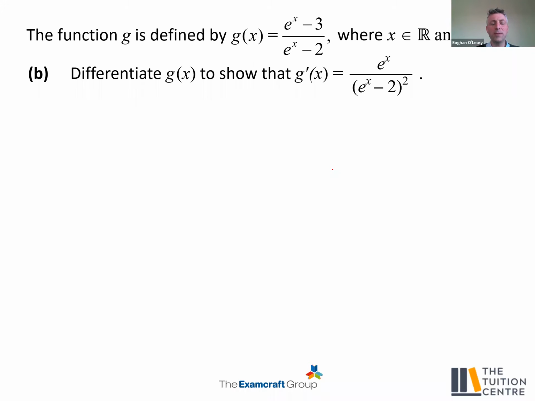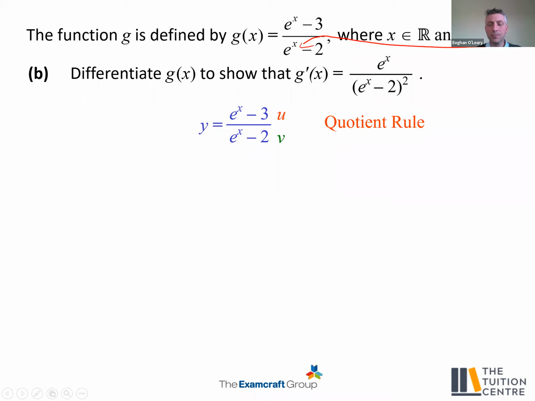We can see here we have a different function. g is defined by g of x is equal to e to the power of x minus 3 all over e to the power of x minus 2, where x is an element of real numbers and x is not equal to the ln of 2. For the same reason, if you sub in ln of 2 for x, you're going to get 0 underneath the line.